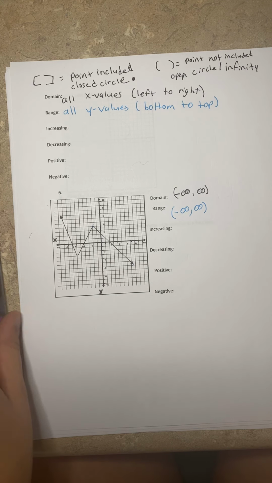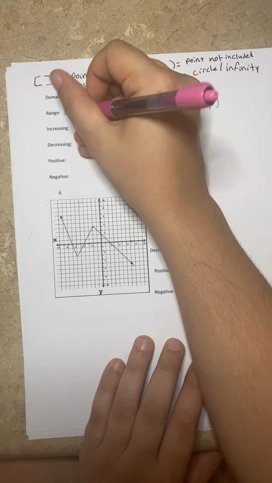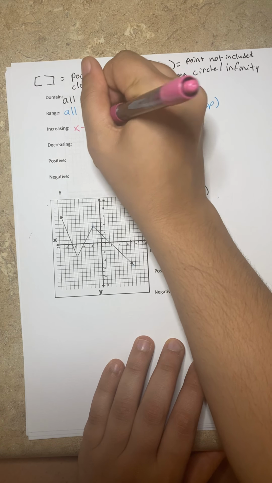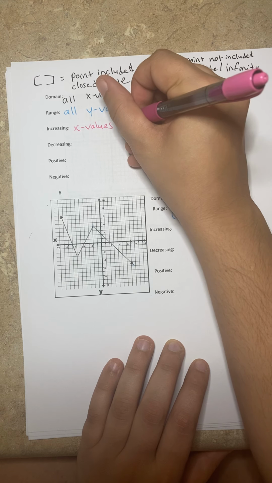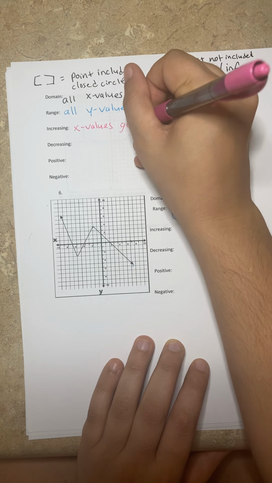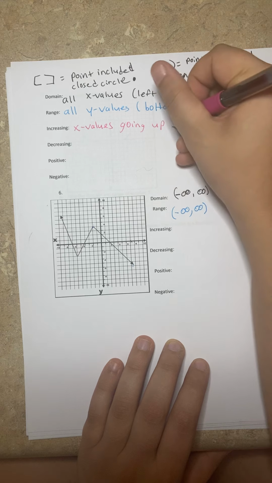And then we had increasing and decreasing. So increasing is the x values when your graph is going up from left to right.